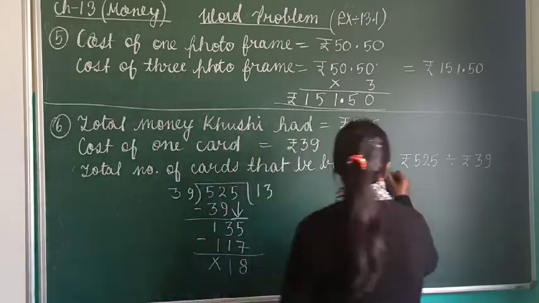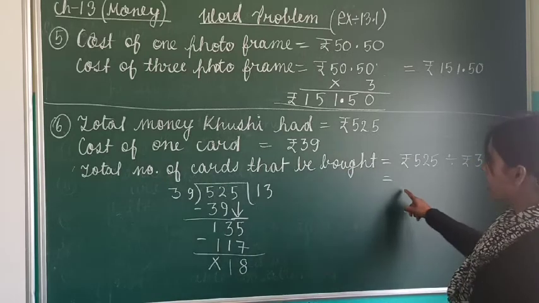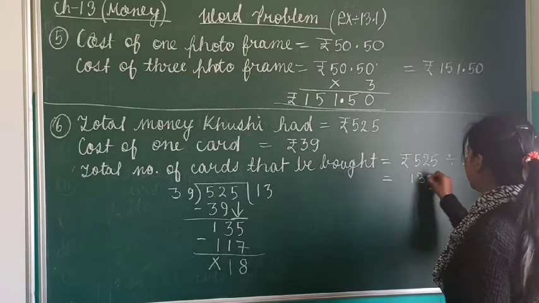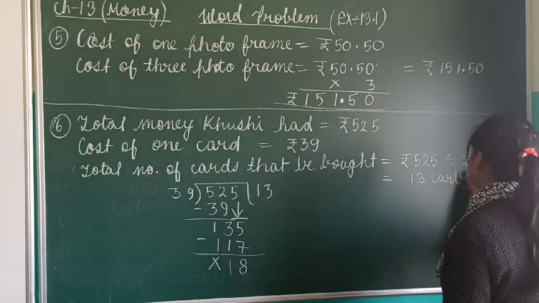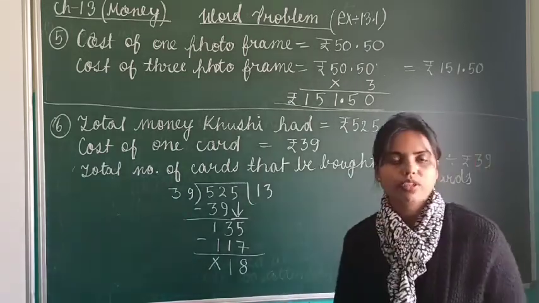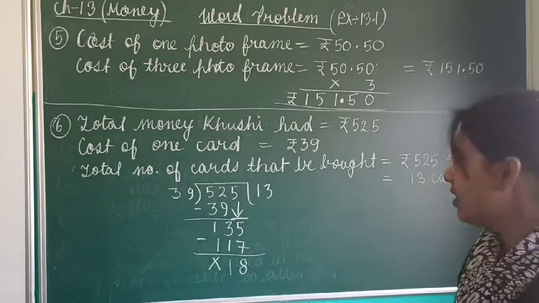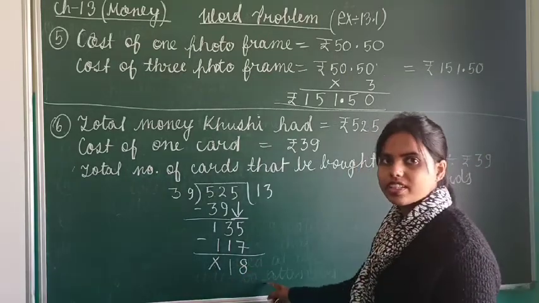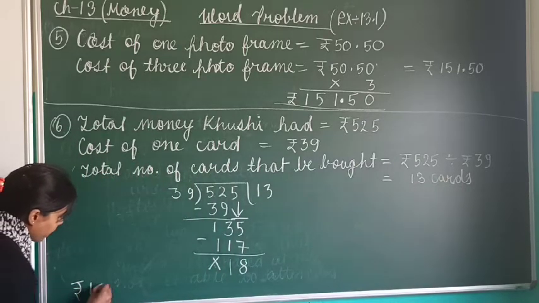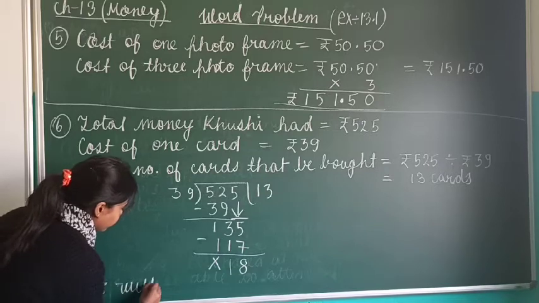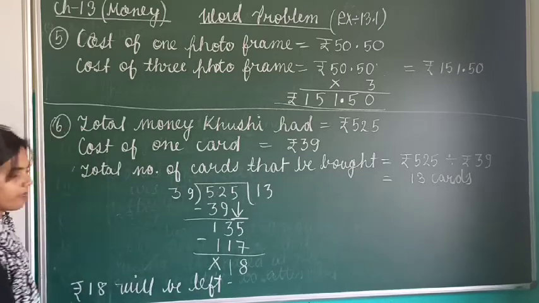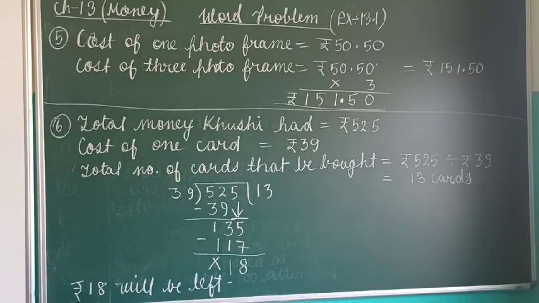So we understood how many total cards can be bought: 13 cards can be bought. And in the question, one more thing is asked: how much money will be left? You can see in the remainder how much is left? 18. So rupees 18 will be left. This you have to write at the end like this. Okay. Question number 6 is also over.